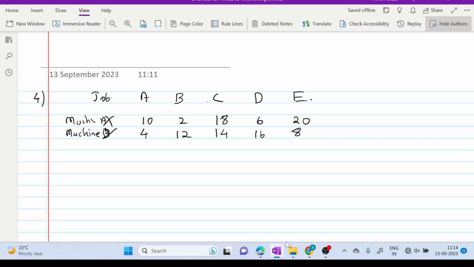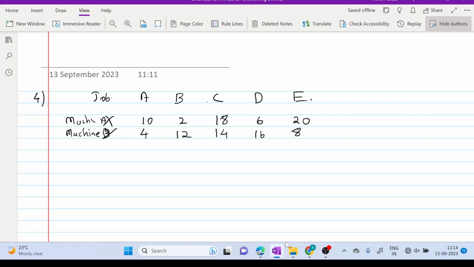So the question reads, there are 5 jobs, each of which must go through the machines in the order X and then Y. Processing time in hours are given below. Determine the sequence for the jobs that will minimize the total elapsed time. Also find the total elapsed time and the idle time for each machine.